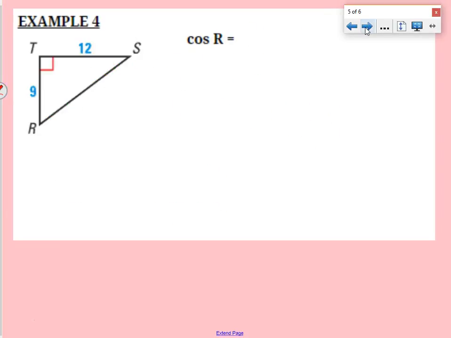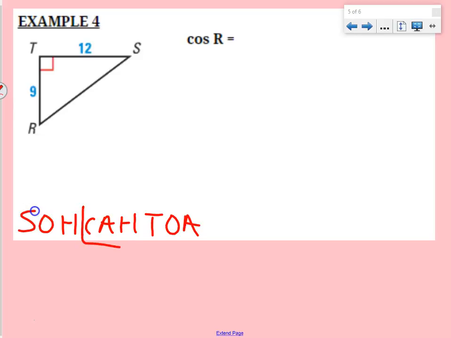Next example, we need our cosine of r. So again, let's think about SOHCAHTOA. We're using cosine, so we're in this middle chunk, adjacent over hypotenuse. So let's label our sides: hypotenuse directly across from our right angle. Oh no, we don't know what it is.